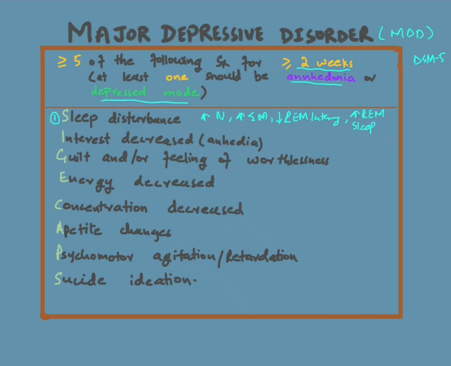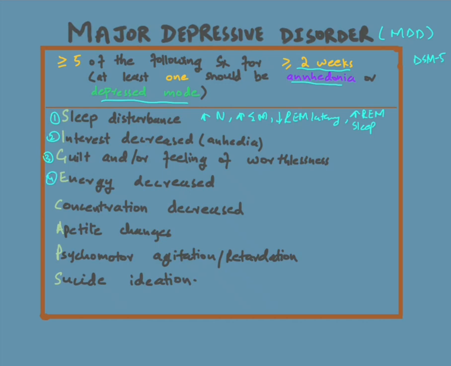Then we have interest decrease. This is the anhedonia that we talked about, so either this or depressed mood should be present. Anhedonia is decreased interest. For example, a person may have enjoyed playing the violin before getting depressed, and now he's not enjoying that activity. Then the third is guilt and feelings of worthlessness. The patient may say, it's just not worth it, I'm worthless, and there is hopelessness and all of those kinds of things.